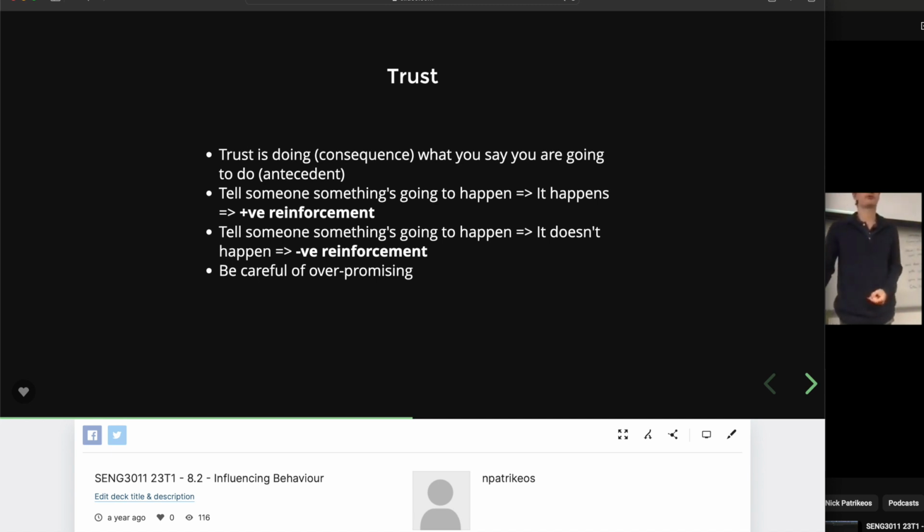Similarly, if you tell someone something's going to happen and then it doesn't happen, that's a form of, I don't know if it's negative reinforcement, but it's creating an association for them to say, okay, well, in the future, when you tell me again, I don't necessarily believe that, right? Because of what happened in the past. So I guess that's just a thing of, be careful of over-promising and be careful of over-communicating.